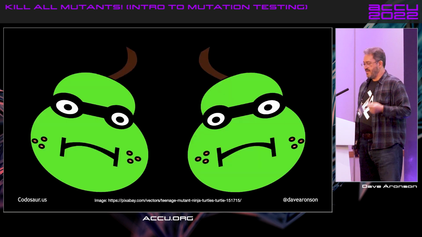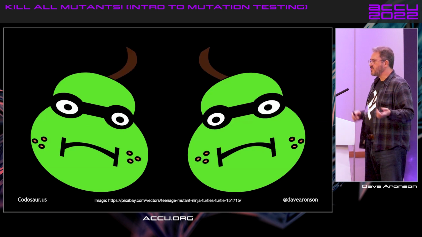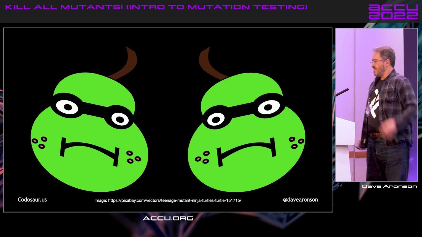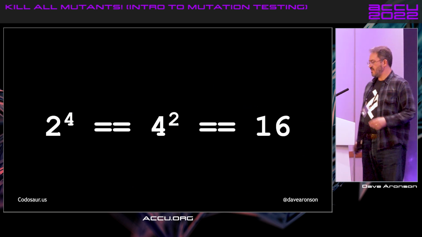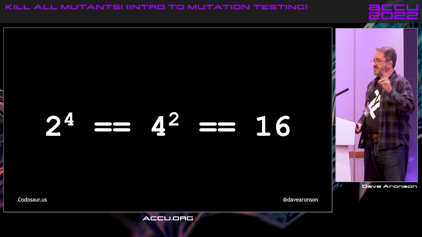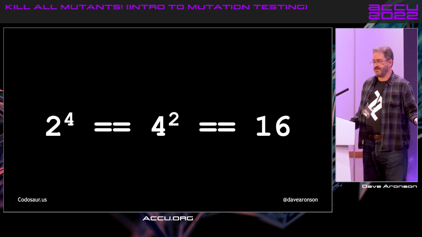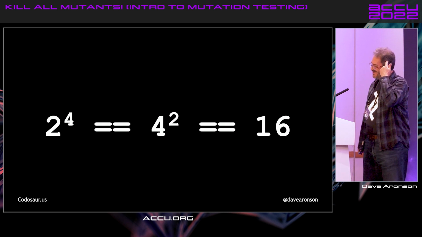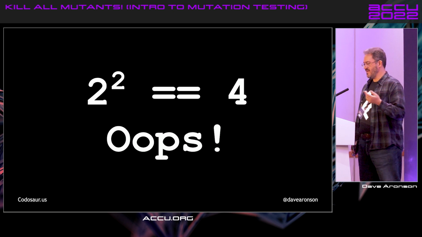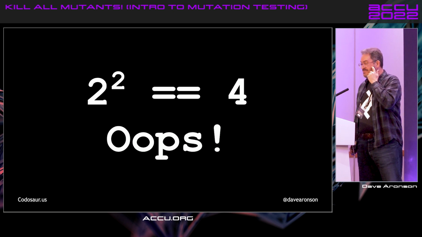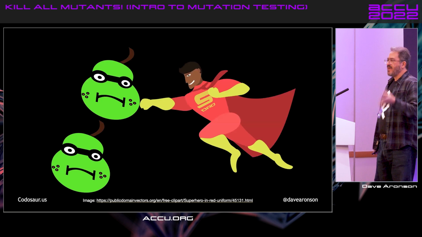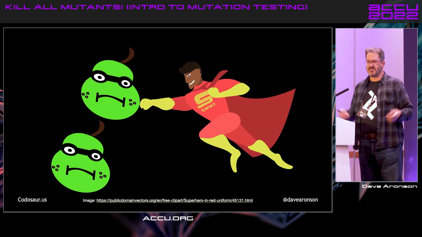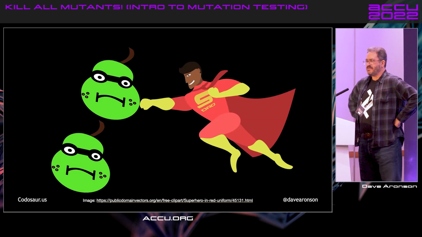However, the pair of argument swapping mutants still survive. How can that be? It's because 2 to the 4th power and 4 to the 2nd power are both 16. Since the function deals with powers, it probably would have been smarter to avoid argument pairs where one is a power of the other. Oops. But anyway, we can attack the argument swapping mutants separately. No need to kill all the mutants at once and be some kind of superhero about it.